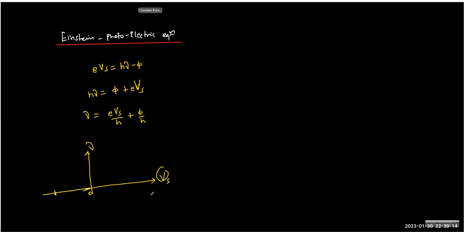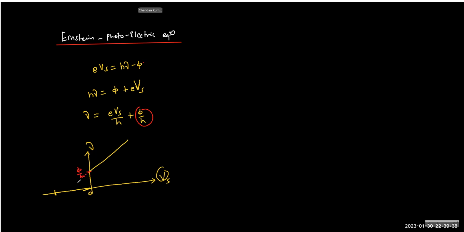then it is a straight line with positive intercept, right? Can you see that? And it is something like this. This is the intercept, this is the height.